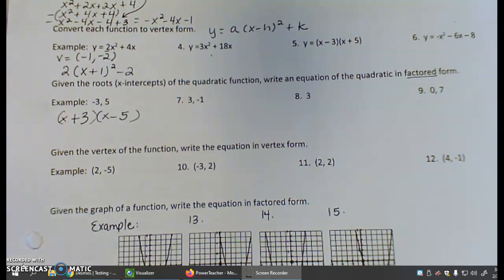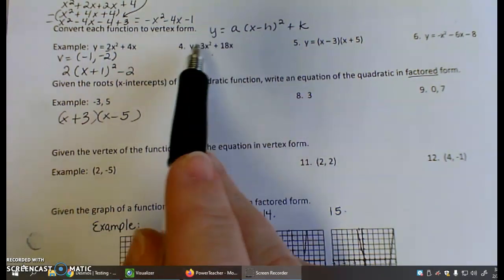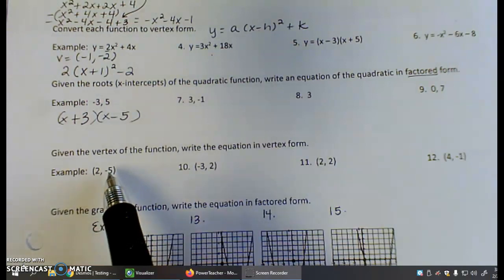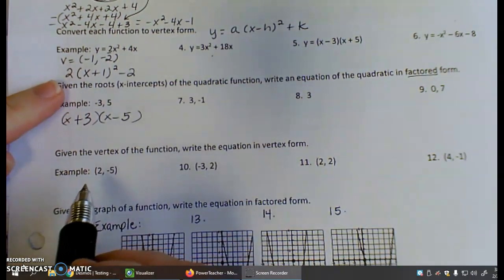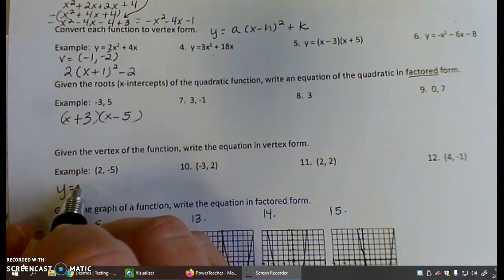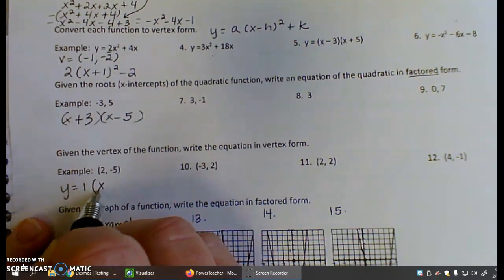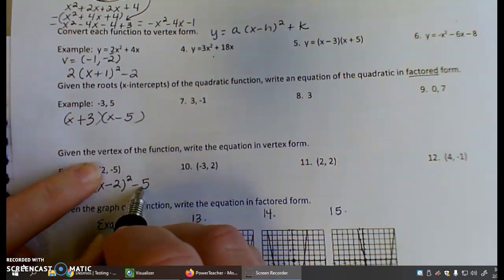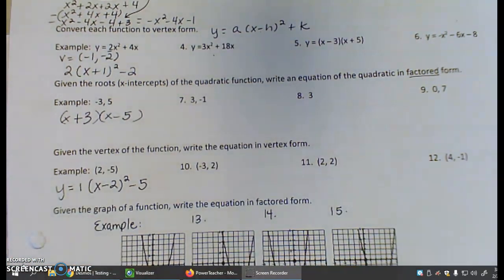Next, it says, given the vertex, write the equation in vertex form. So we're doing exactly what we did up here on 4, 5, and 6, except it already has the vertex for us. So we're going to write the equation just like this right here. For a, you can have any number. I'm just going to have a 1. X, change the sign inside the parentheses, leave the 5 alone, and there's vertex form.